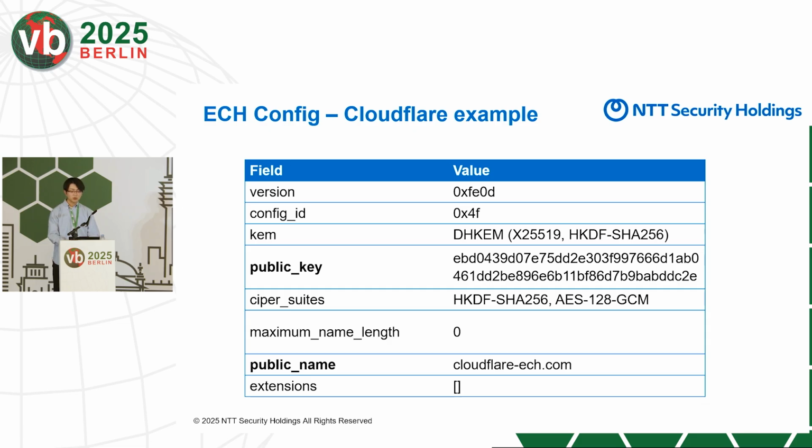Every packet uses the same domain name, cloudflare-ech.com. Third, version, config ID, and cipher suites. These values tell the client which draft, which algorithm, and which key set are valid. With these 3 items, the client can now build its ECH and start the hidden TLS session.